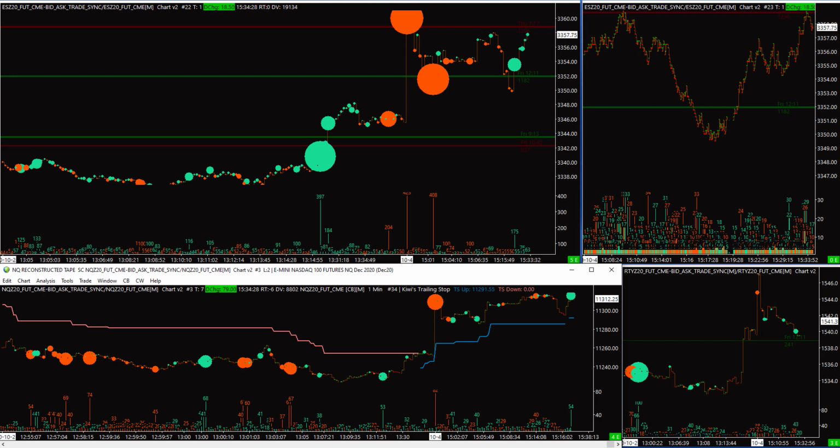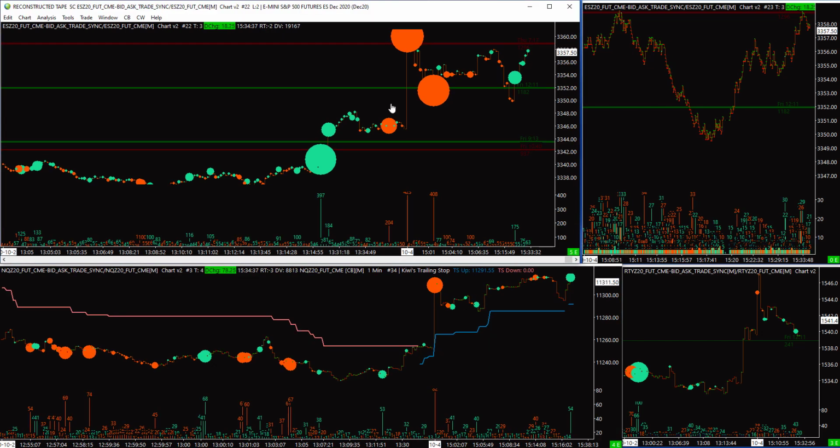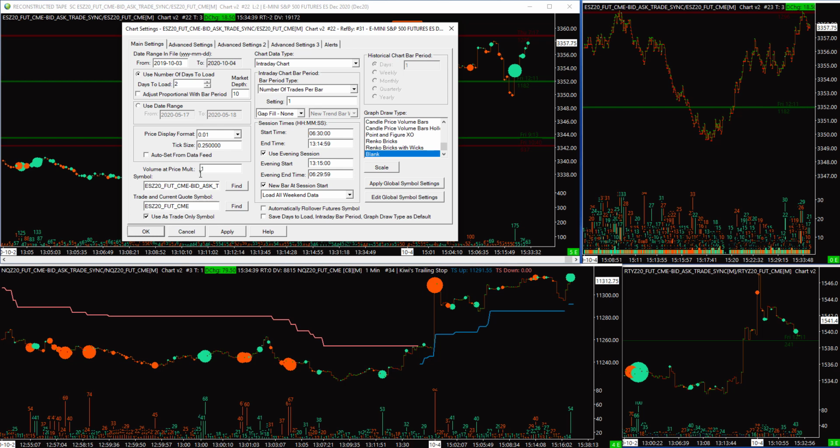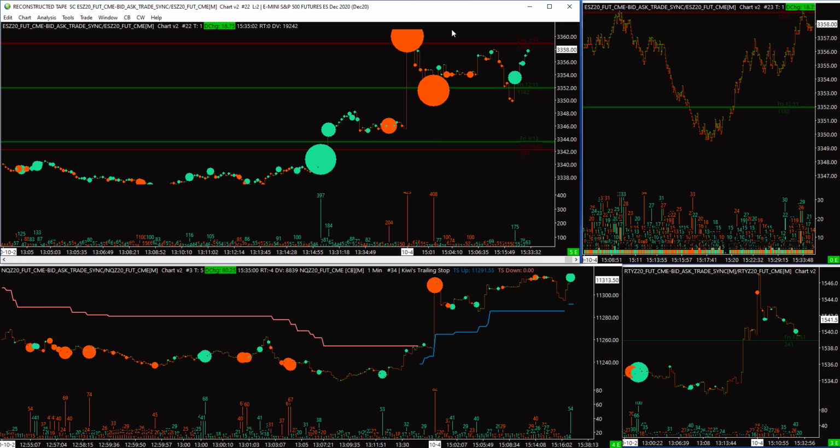So can you add market depth to the reconstructed tape? Yes and no. I actually have a support ticket with Rsi Chart, because if you haven't noticed, the symbol for the reconstructed tape has all this extra stuff. And because of this extra stuff, it doesn't map correctly to the market depth data. You can delete this and just have the regular symbol by itself here, and then you can add the market depth. But then the reconstructed tape won't be as accurate.